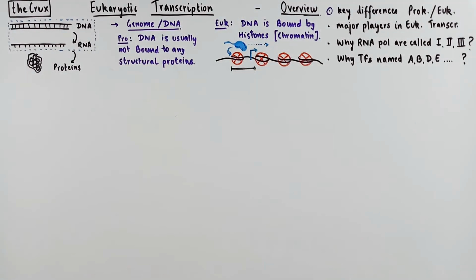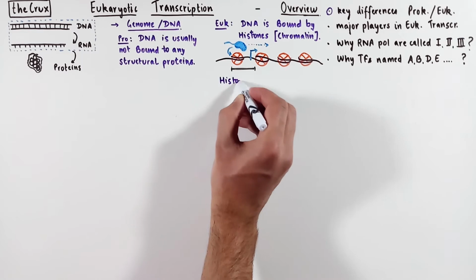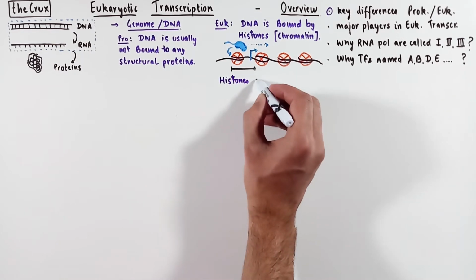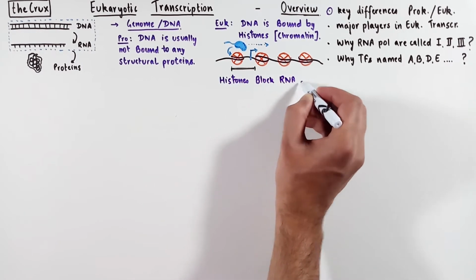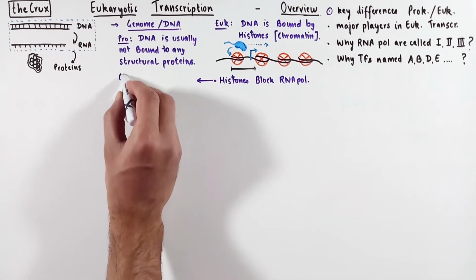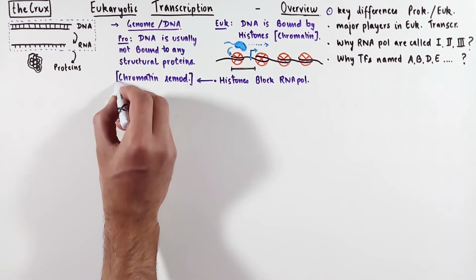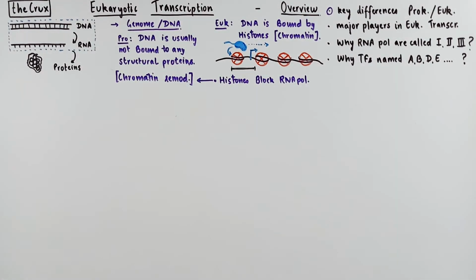So you need to disassemble the histones and make space for the transcription to occur. What we are noticing here is that histones are naturally blocking the transcription or any enzymes that are trying to access the DNA. Therefore, you need some sort of remodeling of chromatin to remove this block and initiate transcription. And we will see these in detail when we talk about transcription initiation steps.